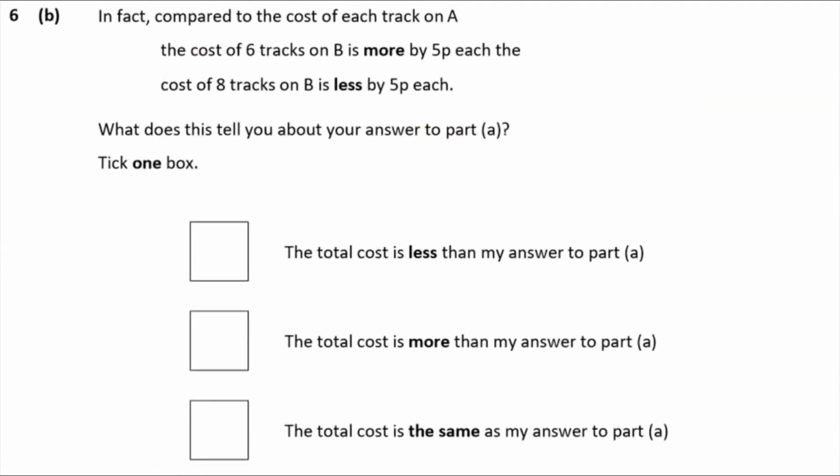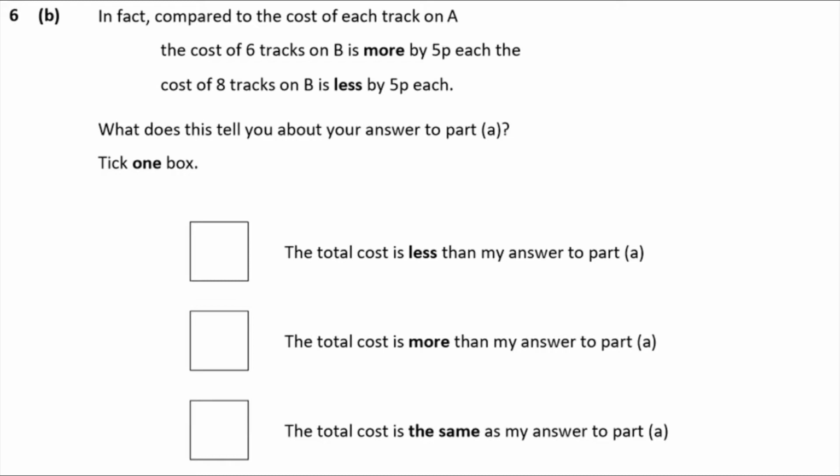6B says, in fact, compared to the cost of each track on A, the cost of 6 tracks on B is more by 5p each, and the cost of 8 tracks on B is less by 5p each. What does this tell you about your answer to part A? Tick one box. Is the total cost going to be less than my original answer? Is it going to be more than my original answer? Is it going to be the same as my original answer?